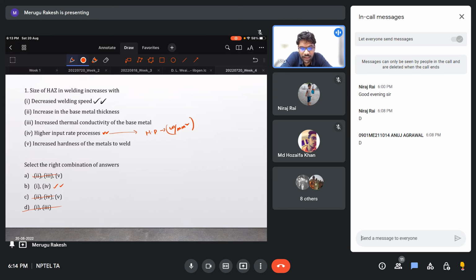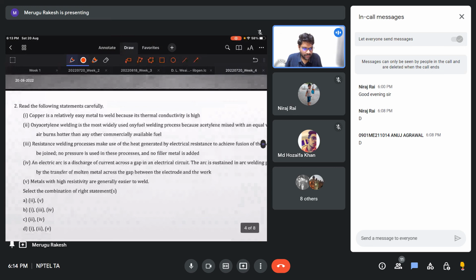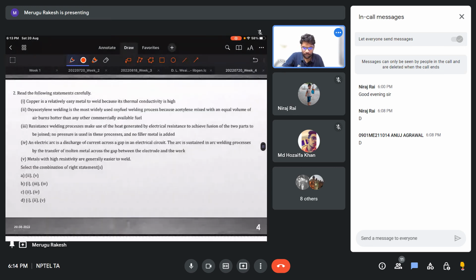Is any further clarification required, or is this enough? Okay, then I'll move to the next question. It is a bit bigger question, the same as earlier. We can read the statements given and strike off things.